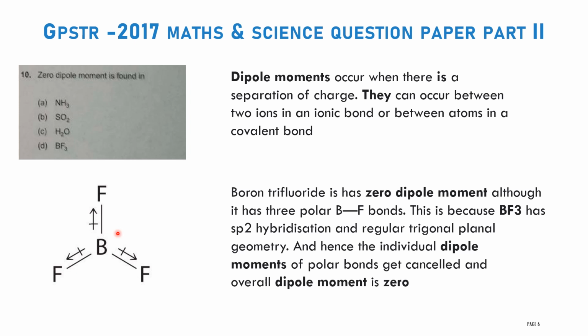The important thing you have to remember is that boron trifluoride has three polar bonds, involves sp2 hybridization, and the geometry is triangular planar. Why does the dipole moment get cancelled? Because of the three polar bonds, the dipole moment of the upper one is equal and opposite to the dipole moment of the downward polar bonds, so they cancel each other. Therefore, the correct answer for this question is that zero dipole moment is found in BF3.